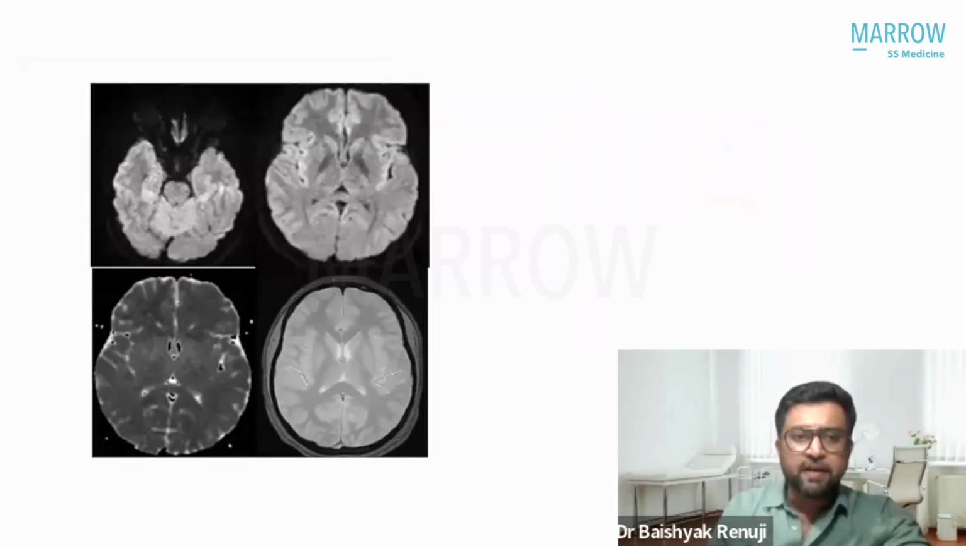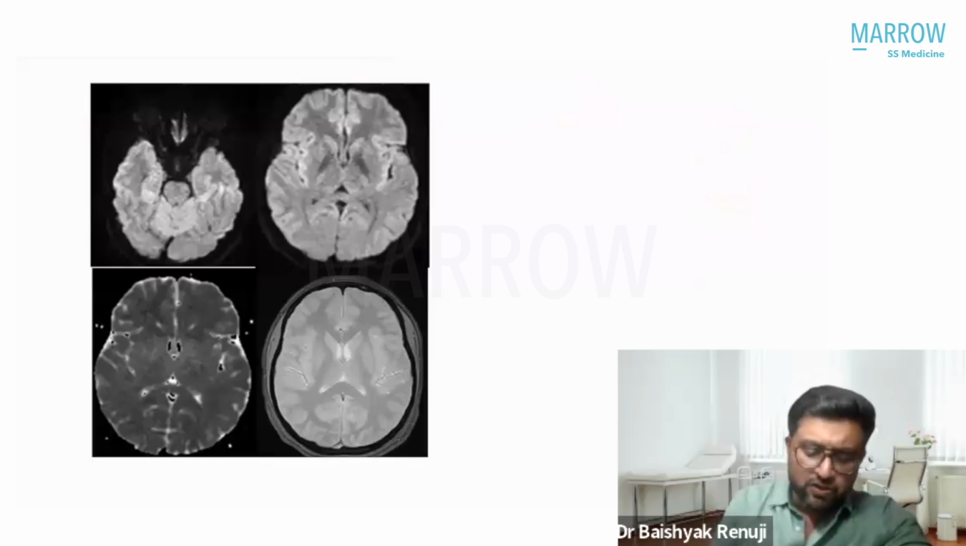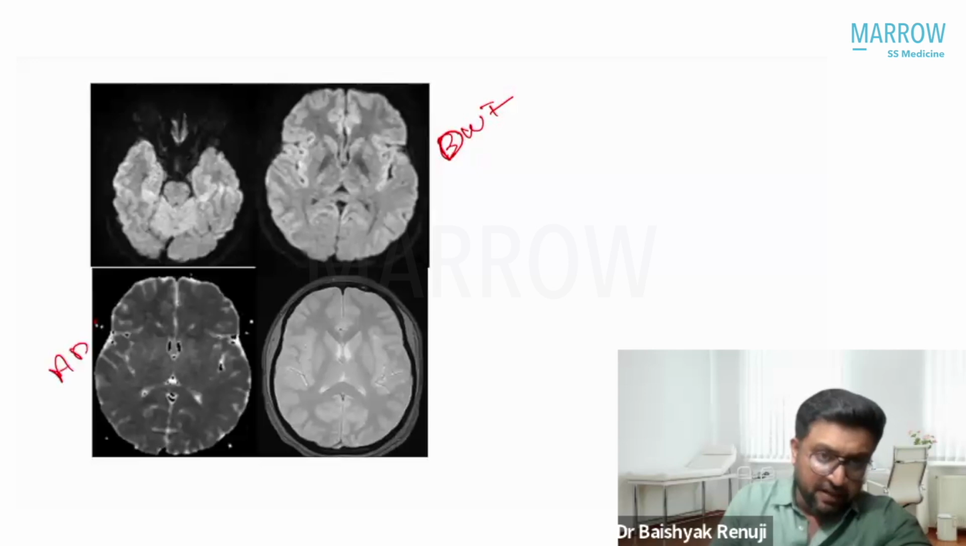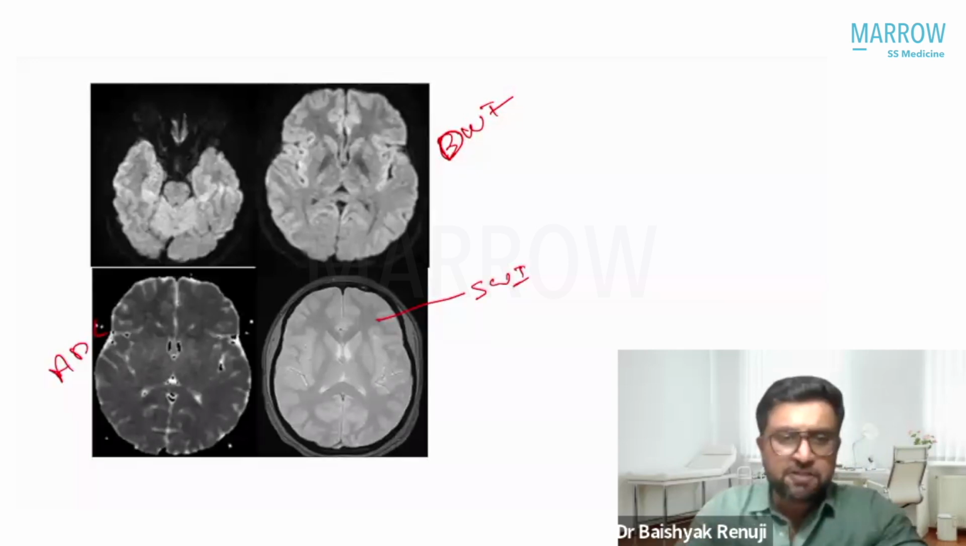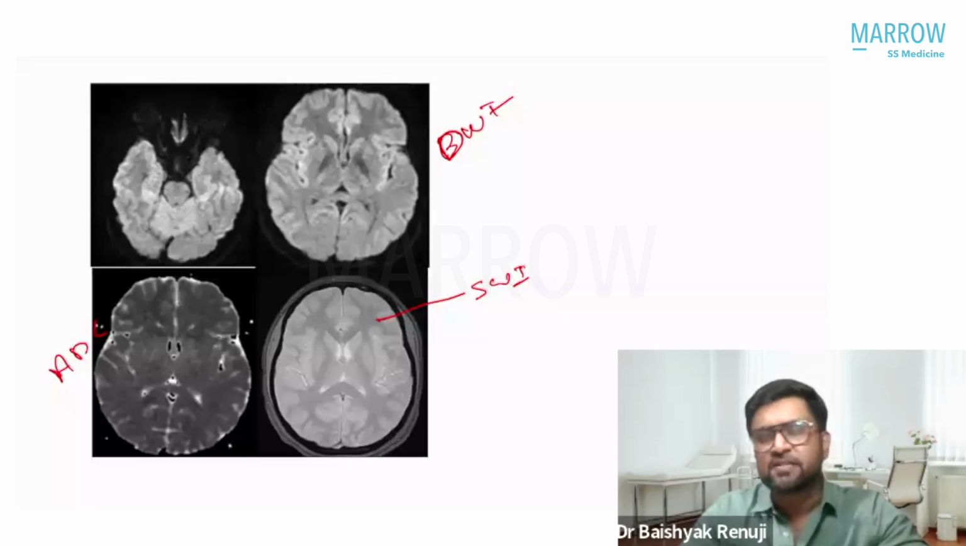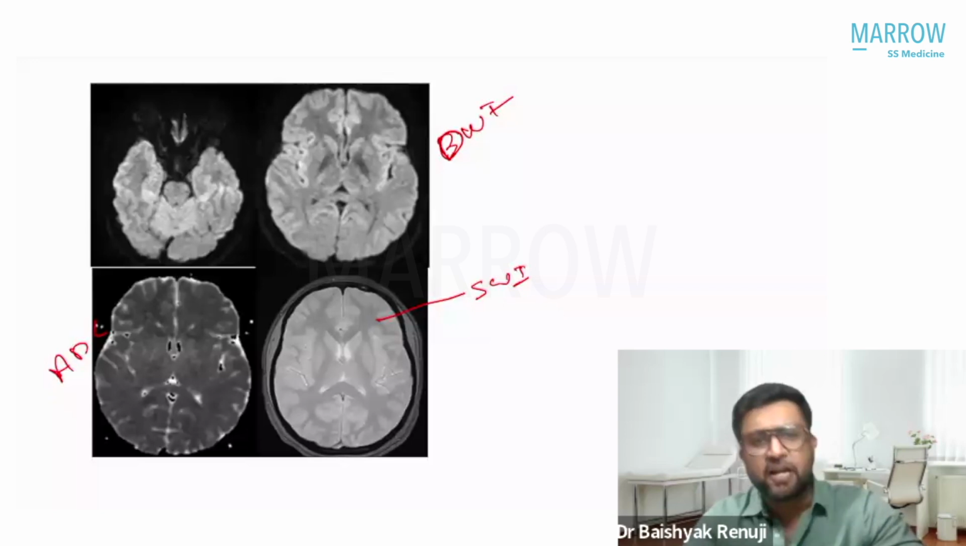What are you seeing here? The upper two are actually diffusion weighted images. This one is ADC and this one is DW image. Diffusion weighted imaging is very, very important for stroke because this is where you will find the first changes. Initial changes will happen in the diffusion, even within half an hour. But the changes happen in FLAIR a little bit later.